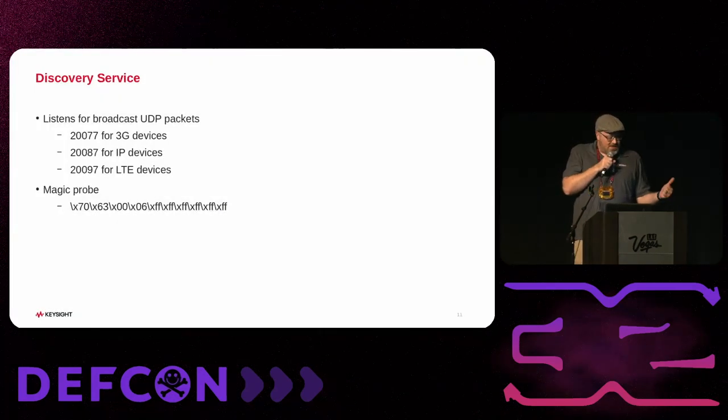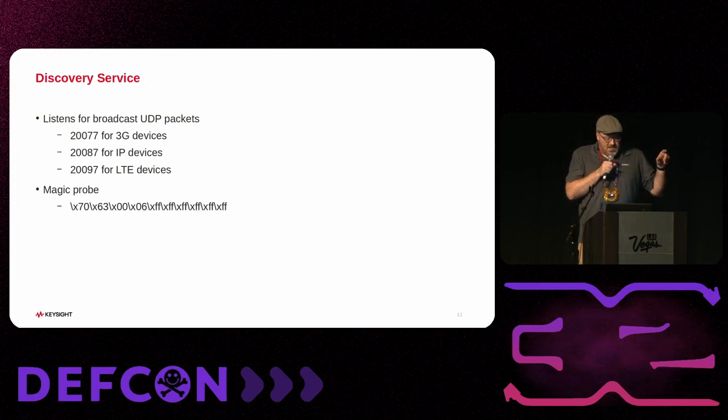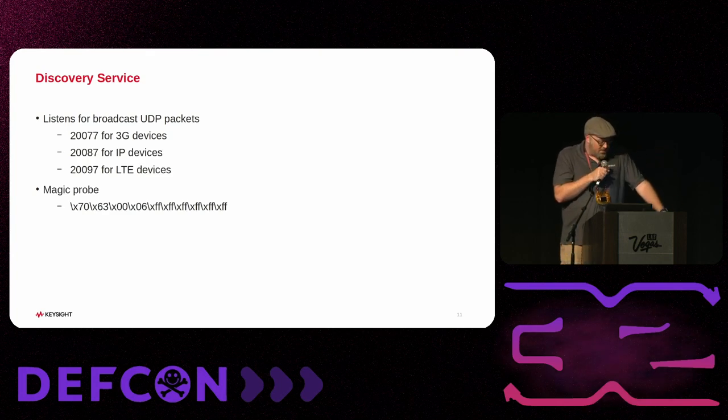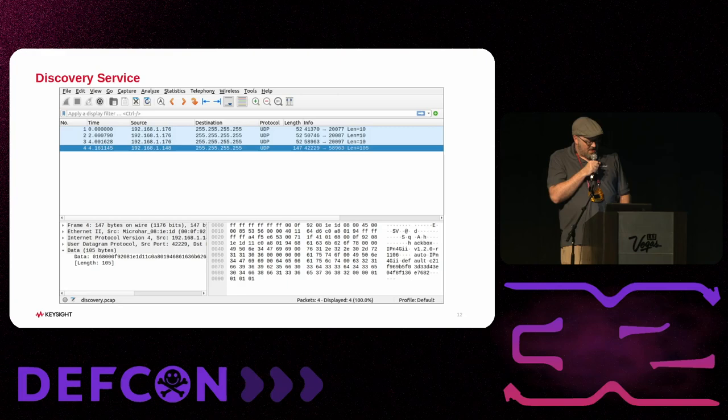So on this one, like I said, it listens for broadcast UDP messages. Port 20077 is for 3G devices, 20087 is for IP-based devices, and 20097 is for LTE devices. So this one would respond to broadcast messages it gets on port 20097. The magic probe is the same across the board. And let's look at what that looks like.